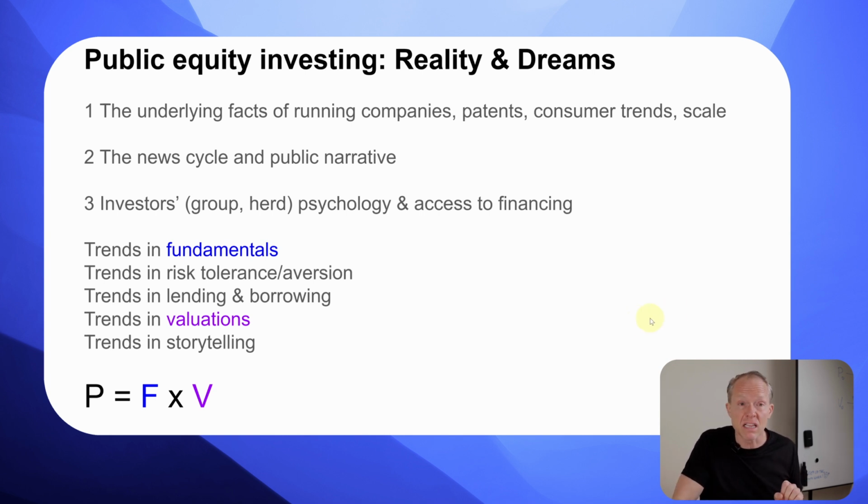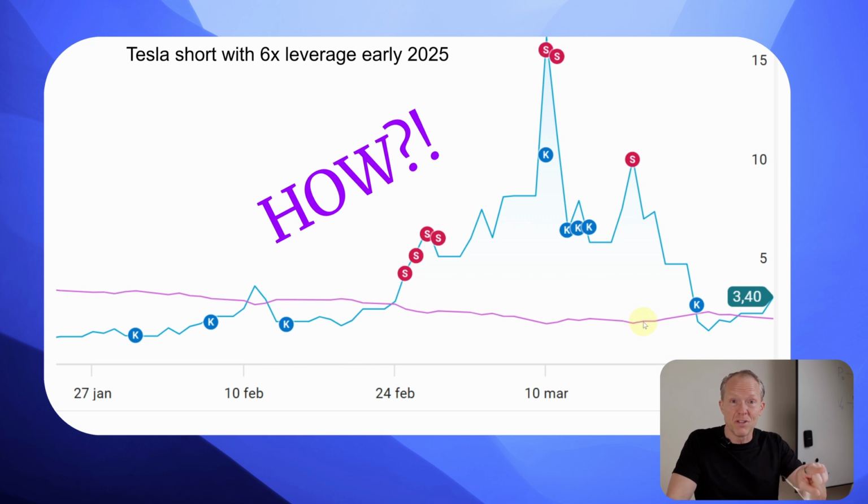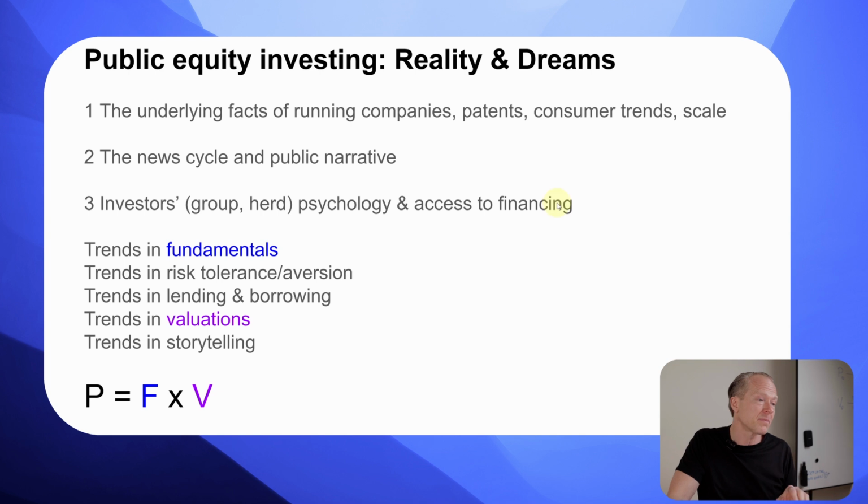And you still, of course, would have to have a lot of luck to be able to do timing like this. Anyway, what we're talking about here when it comes to public equity investing is a combination of reality and dreams. It's fundamentals and fantasy. It's actual accounting facts and the valuation of those facts. So you have the underlying facts of running companies, of building patents, of consumer trends, of scale effects for huge companies compared to small companies.